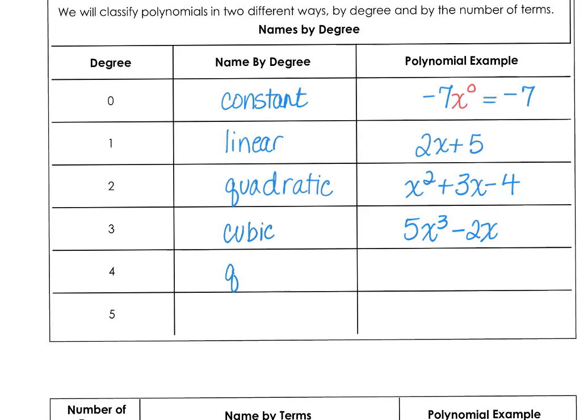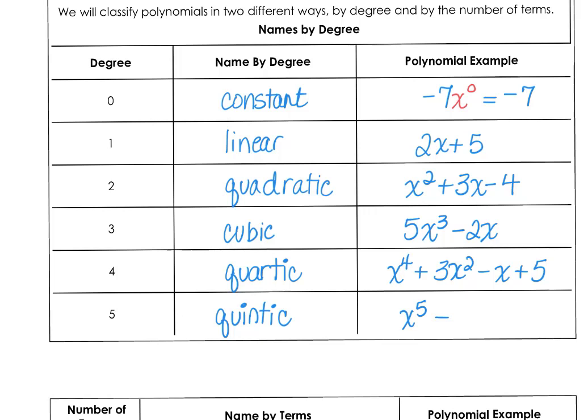When the degree is 4, we'll call that a quartic, Q-U-A-R-T, quartic for quadrant, 4, quarter, x to the 4th plus 3x squared minus x plus 5 is my example. And then finally, a 5th degree polynomial is called a quintic. When I'm naming it by degree, quintic, x to the 5th minus x squared plus 3x is my example here.